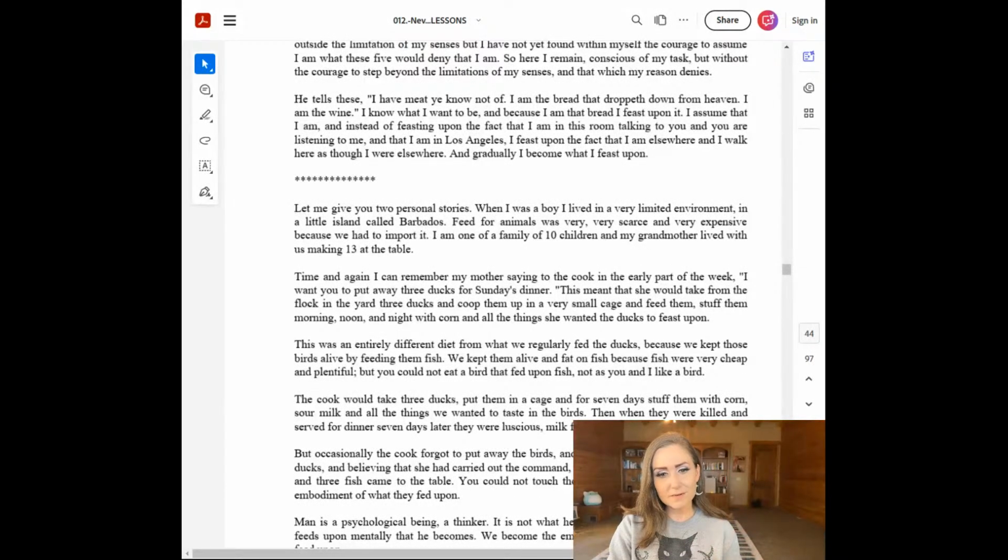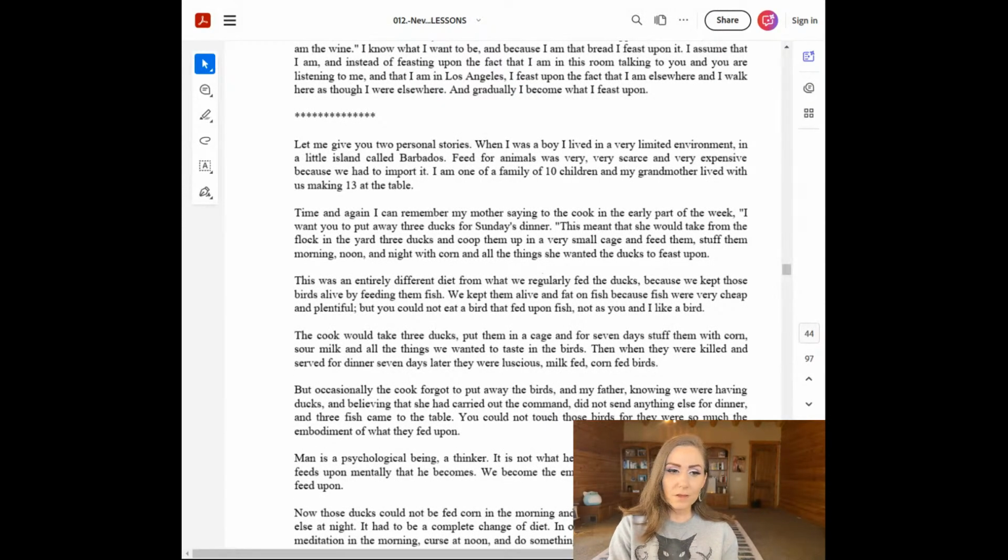The cook would take 3 ducks, put them in the cage, and for 7 days stuff them with corn, sour milk, and all the things we wanted to taste in the birds. Then when they were killed and served for dinner, 7 days later, they were luscious, milk-fed, corn-fed birds. But occasionally the cook forgot to put away the birds, and my father, knowing we were having ducks, and believing that she had carried out the command, did not send anything else for dinner. And 3 fish came to the table. You could not touch these birds, for they were so much the embodiment of what they fed upon.